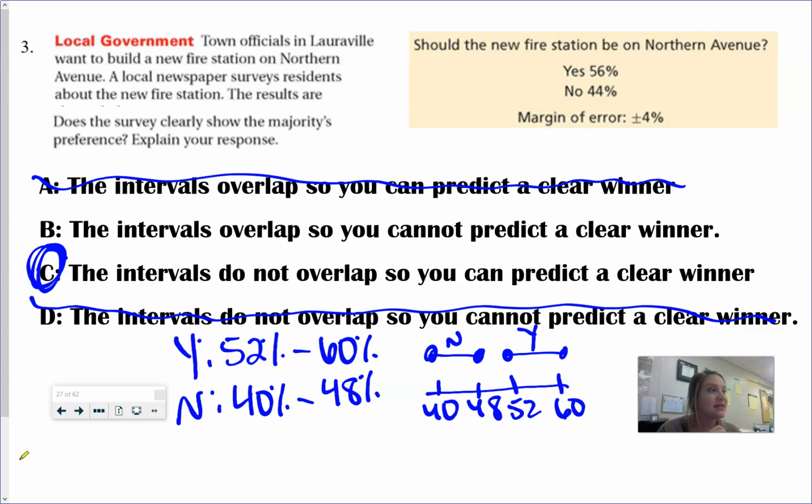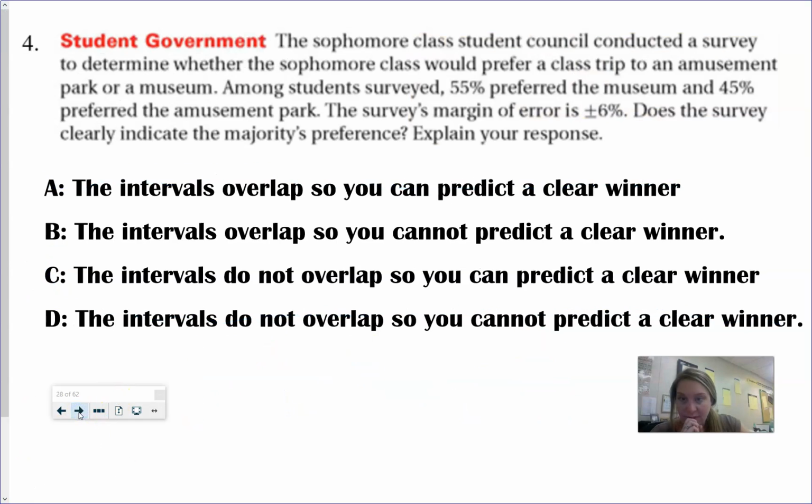All right. Beautiful. I have two more. All right, so let's move on to number 4. And again, I want you to pause and I want you to do it.